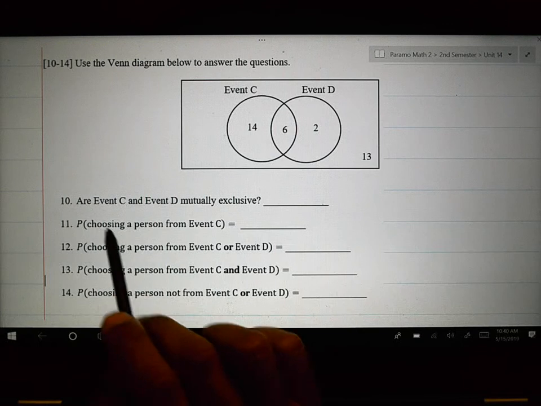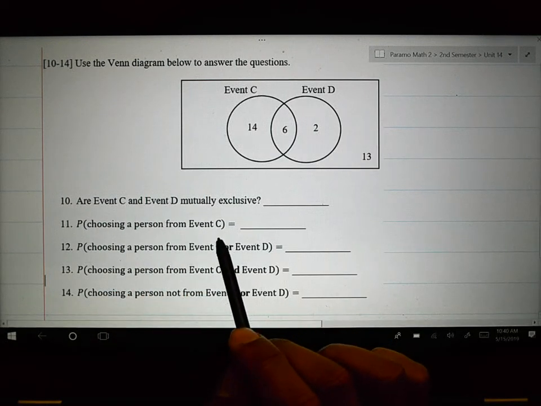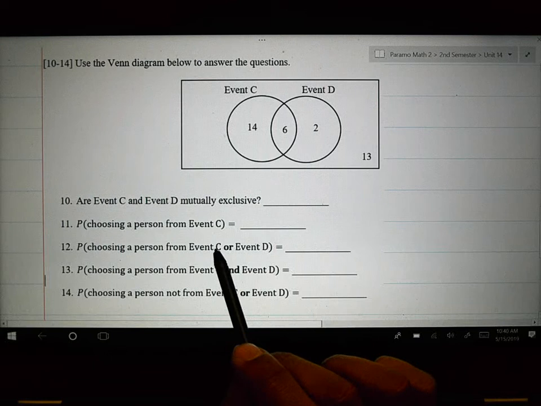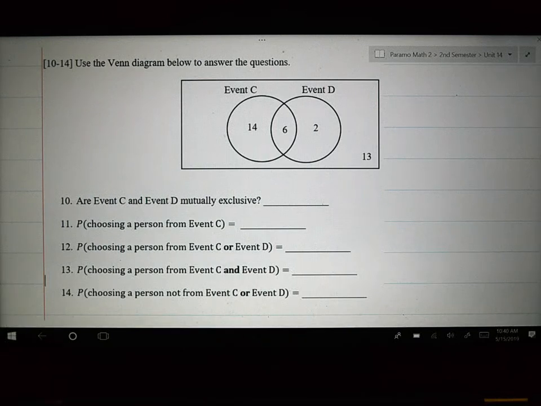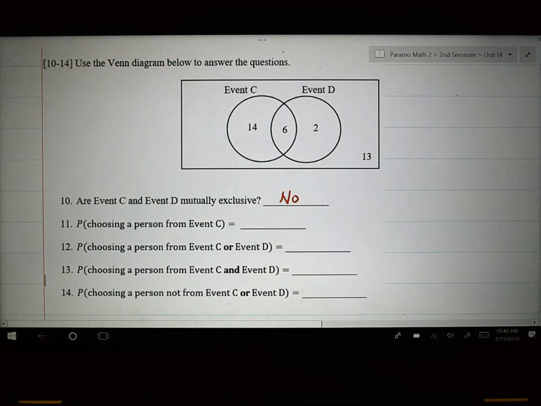It says, are event C and D mutually exclusive? The word mutually exclusive means you're either in one or you're in the other, that there is no overlap. You look at the picture, I see overlap. Are these mutually exclusive? I would say nope.